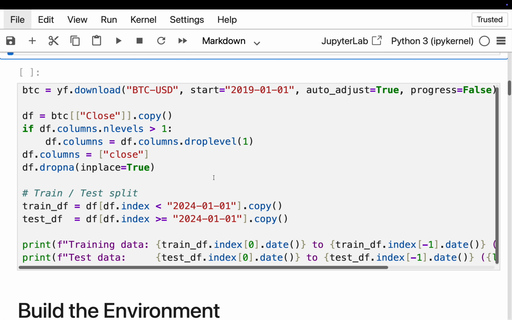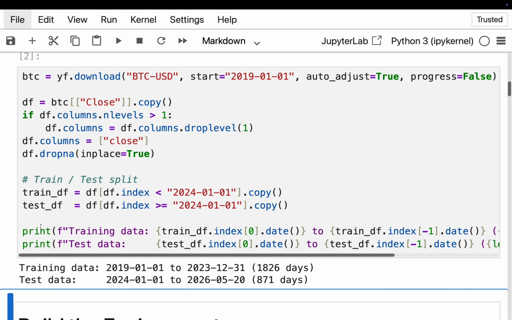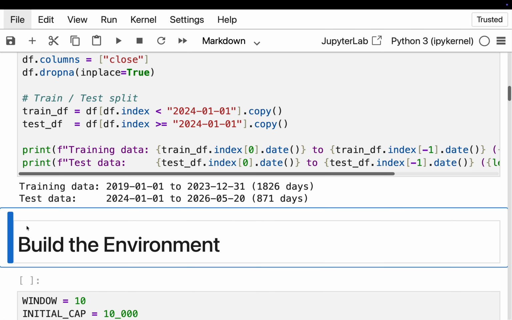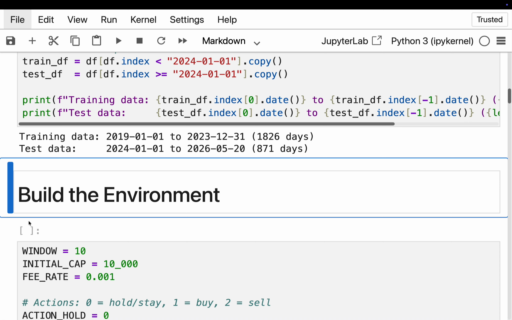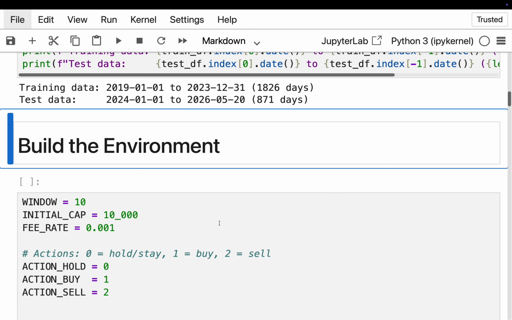We split it. Training data, 2019 to end of 2023, that is what the agent learns from. Test data, 2024 to today. Data the agent has never seen. This is not a backtest. This is an out of sample test. The agent cannot cheat.